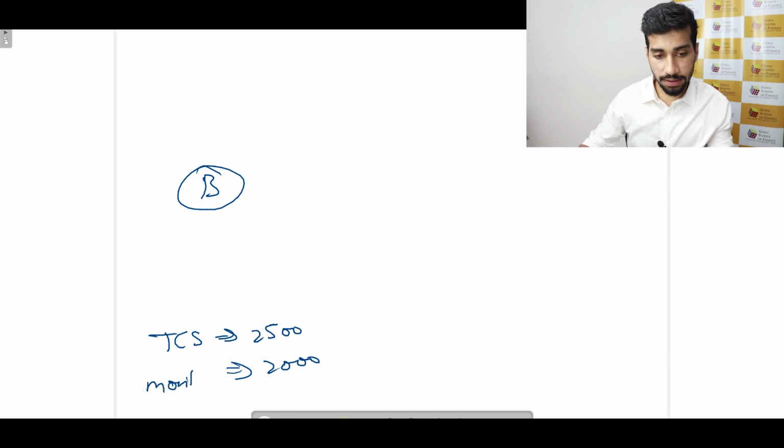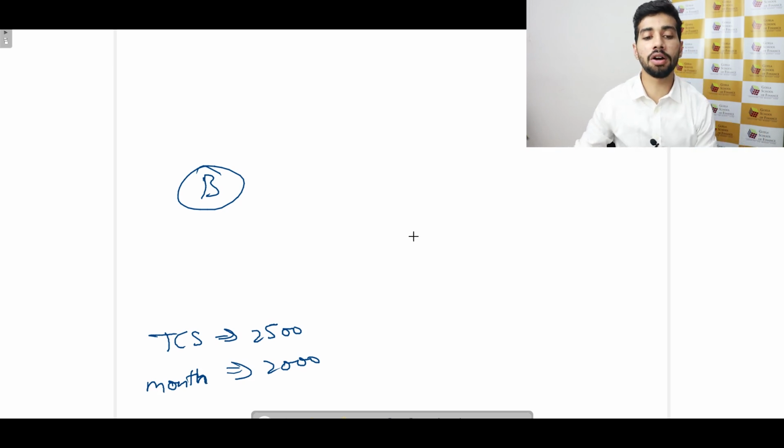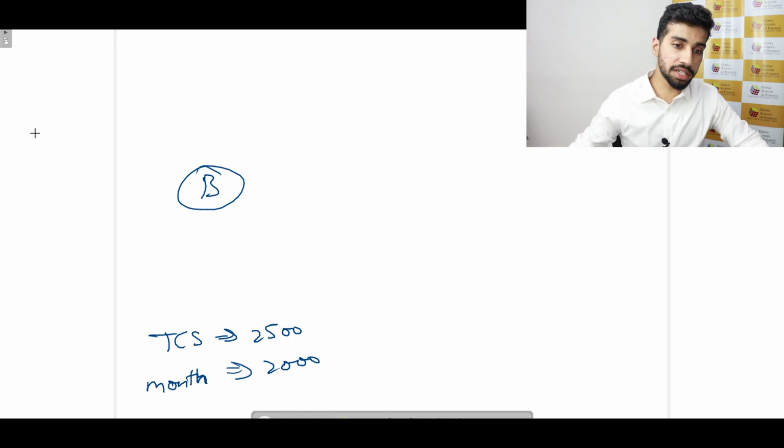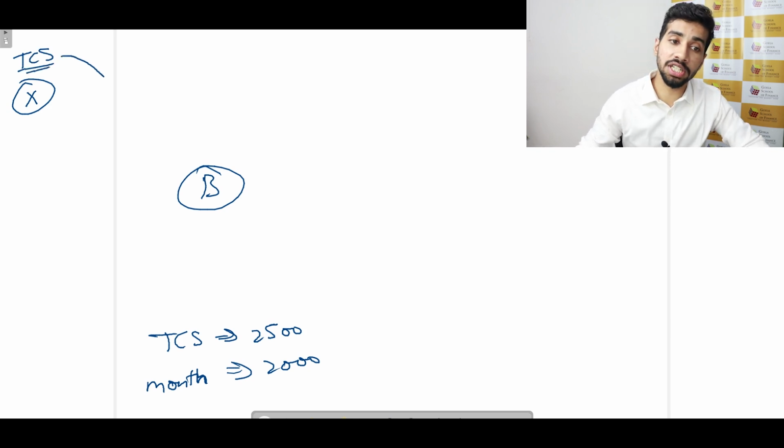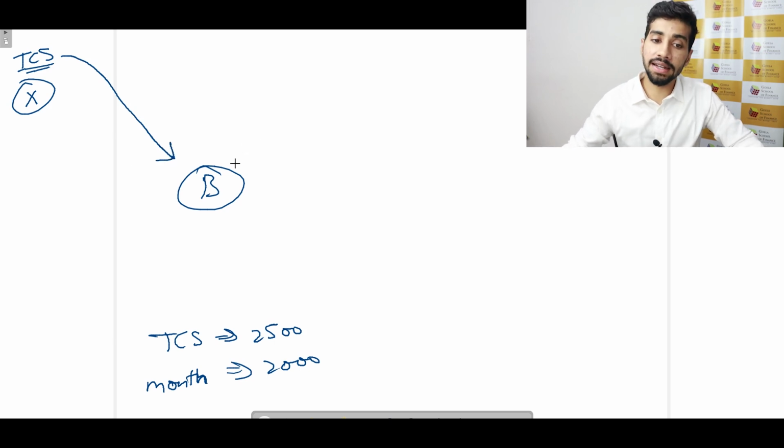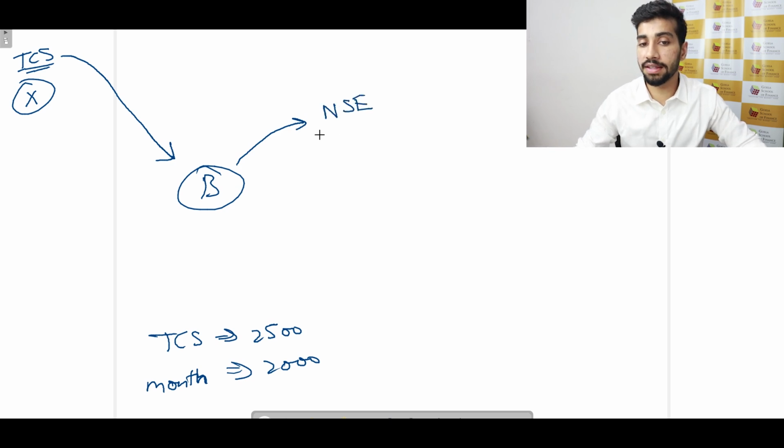Let's say in a month. So TCS should go down to 2000 rupees in a month and he wants to capitalize on this. How will he do this? So what he has to do is, first he has to find a person, let's say person X, who is holding TCS. He has to borrow these shares from person X and then sell these shares in the market, NSE or exchange.